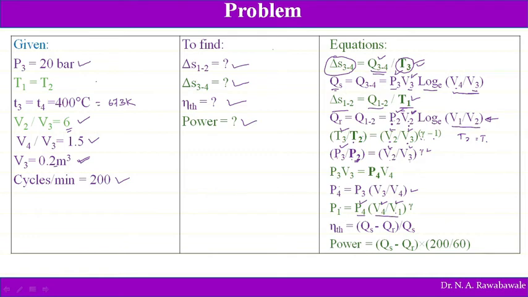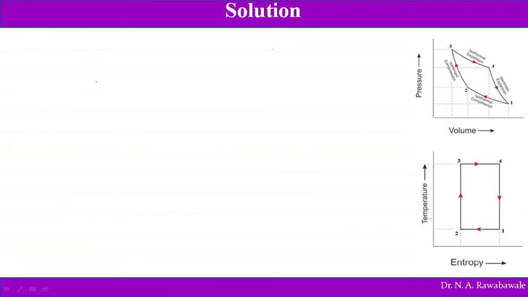Then to find out thermal efficiency, we must know heat supplied and heat rejected. If we know heat supplied and heat rejected, then we can find out thermal efficiency, and power is equal to heat supplied minus heat rejected converted into work, and that work into number of cycles per minute divided by 60, that is number of cycles per second. So this is the amount of work done per cycle, Qs minus Qr, into number of cycles per minute, which gives us power generated. So now let us see how to simplify this problem.